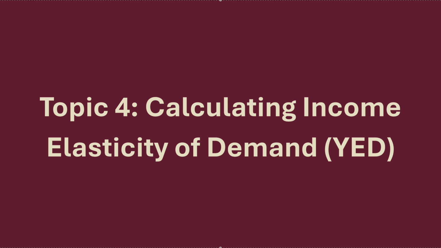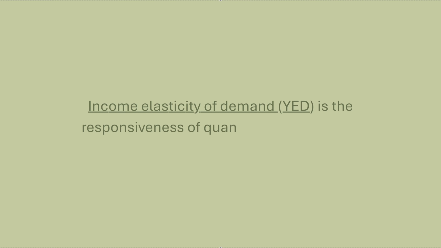Income elasticity of demand, or YED for short, is the responsiveness of quantity demanded to a change in income. So if you get more money, how much more you spend on stuff depends on income elasticity of demand. Before we get into how to calculate YED, there are 4 types of items that you'll need to know about.